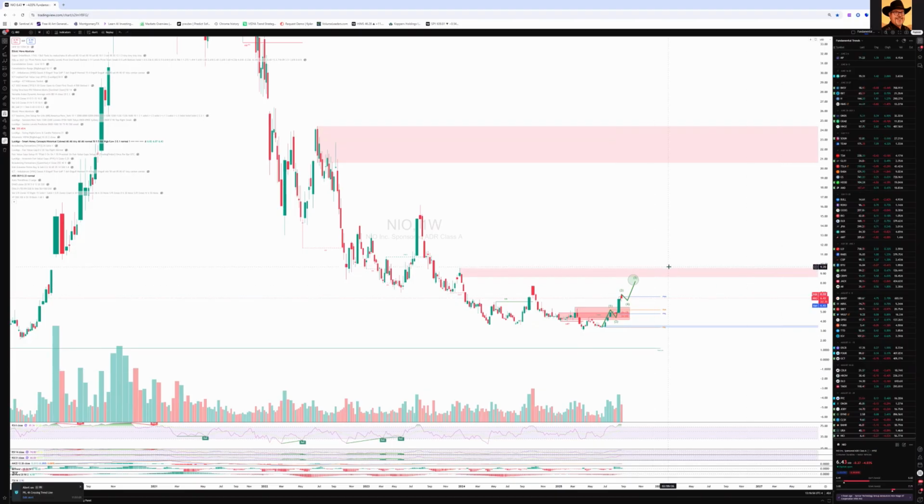We get back above this ledge, now it opens up $16. So it opens up a double. And the next test is going to be $20 to the upside. So that's my thought on NEO.